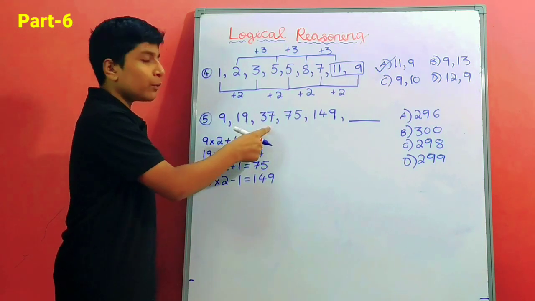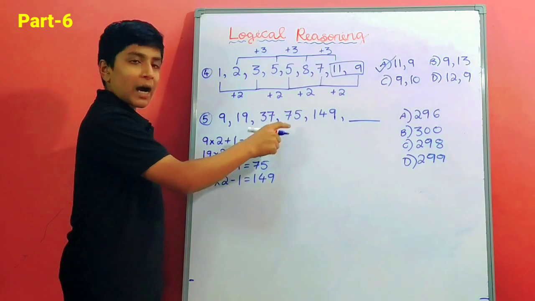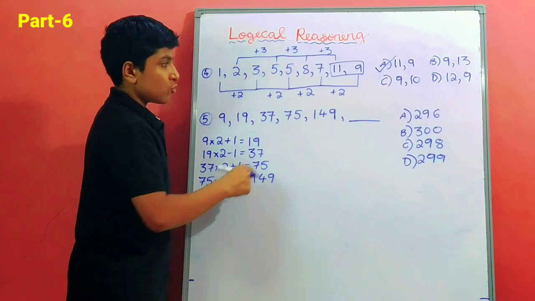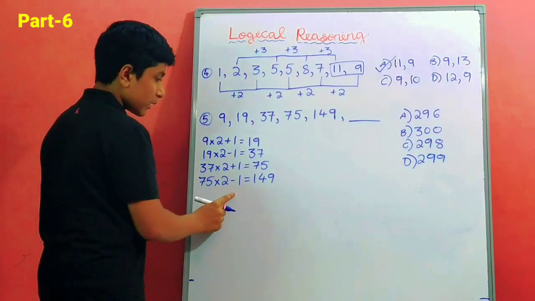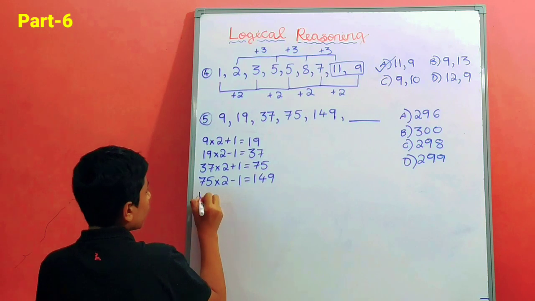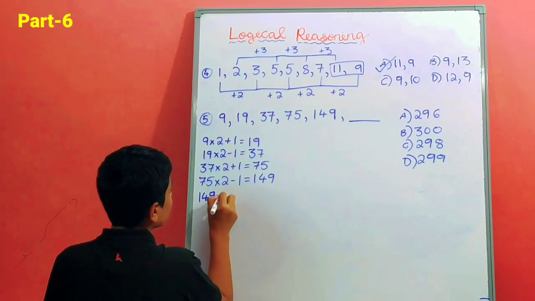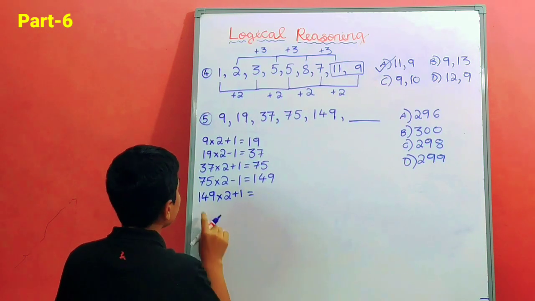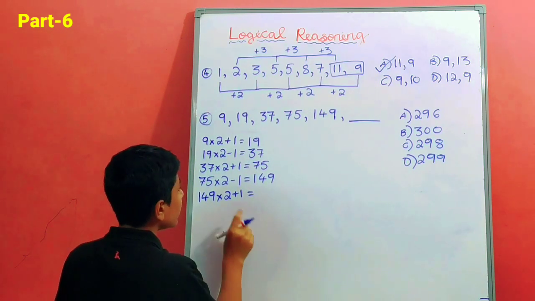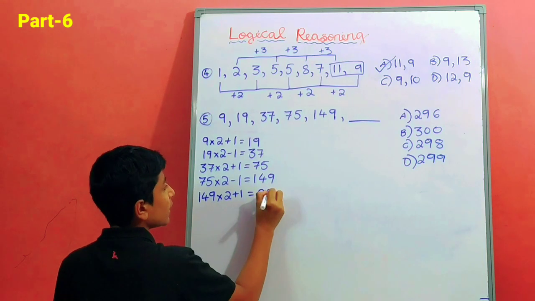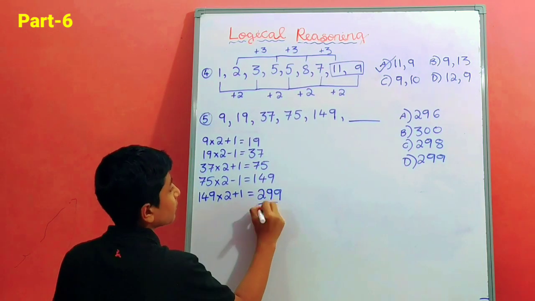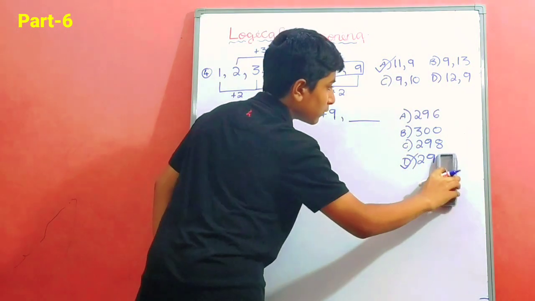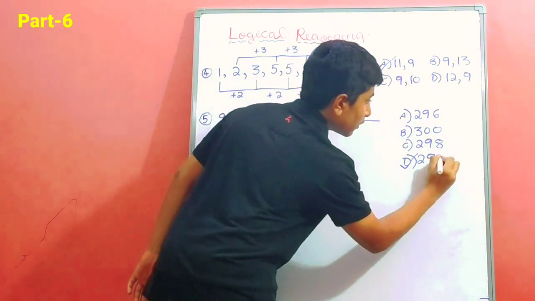For the next one, multiply by 2, subtract 1. Multiply by 2, add 1. Multiply by 2, subtract 1. Plus 1 minus 1, plus 1 minus 1. So the next one will be plus 1. It is 149. 149 into 2 will be plus 1. We have plus 1 minus 1 plus 1 minus 1 plus 1. It will be 149 into 2 which is 298. 298 plus 1 is 299. So we got our answer, that is 299.